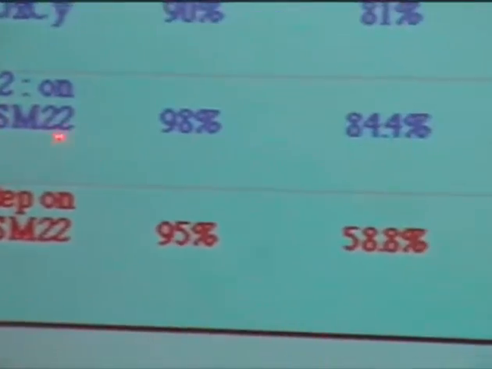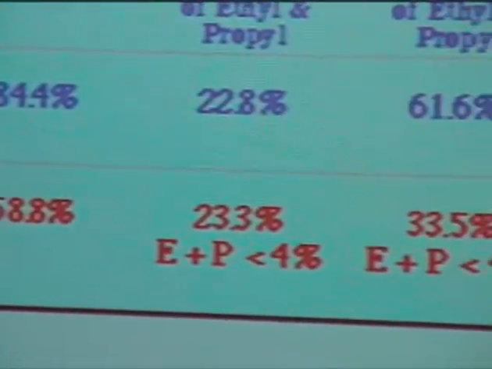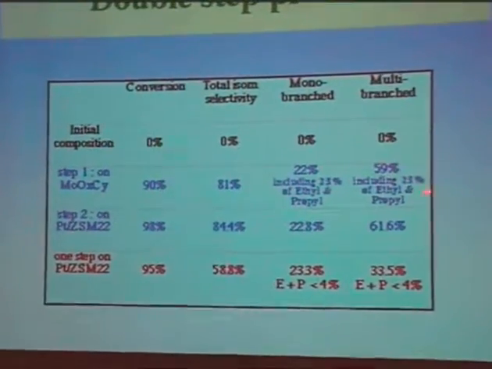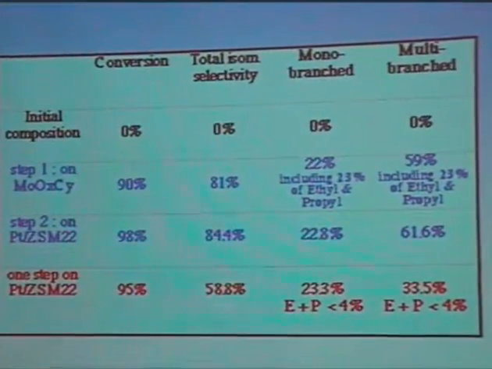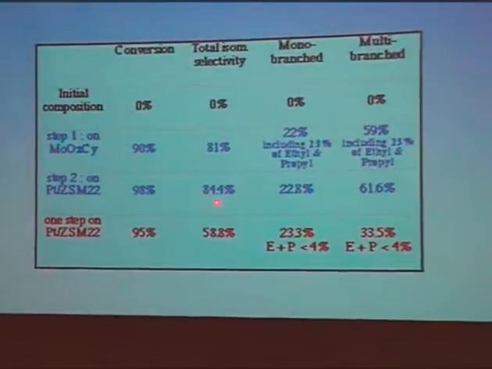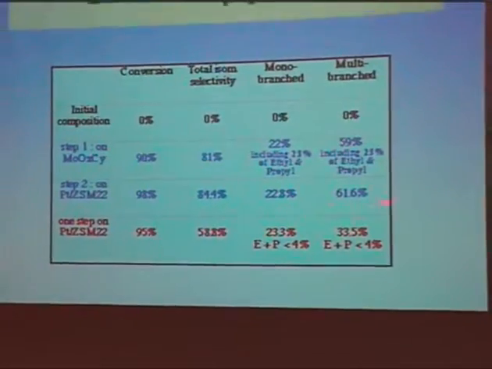And then this product was sent on Pt ZSM22, and because ZSM22 cannot enter in its channel the already multi-branch molecule, we can finish the product much better. We can go up to a total conversion of 98 with selectivity of 84.4, etc. You can do that.